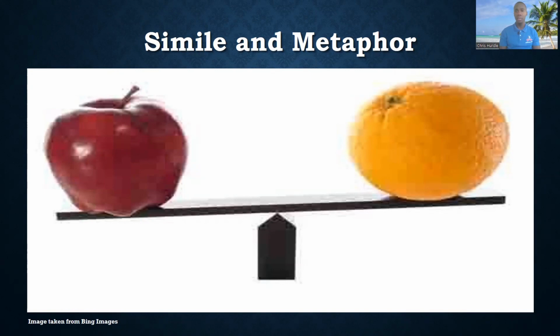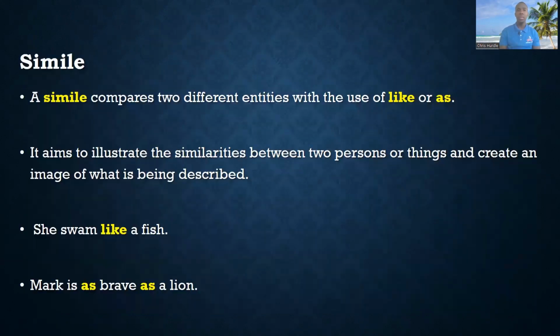And when you compare two things, you're pointing out the similarities. So this is very appropriate given what we're going to discuss today. Now let's begin with a simile. A simile compares two different entities with the use of like or as. So right then and there, we know that similes involve comparisons between two different entities, and they involve the use of like or as.